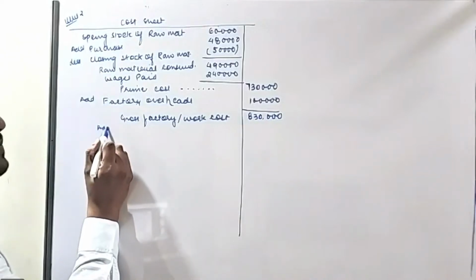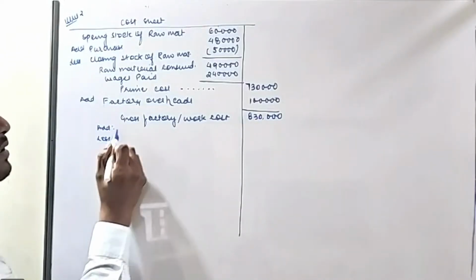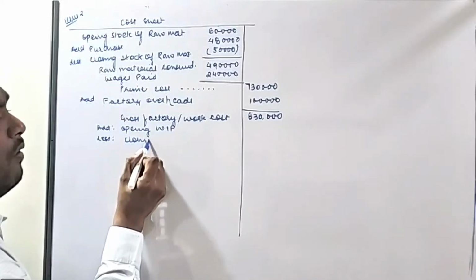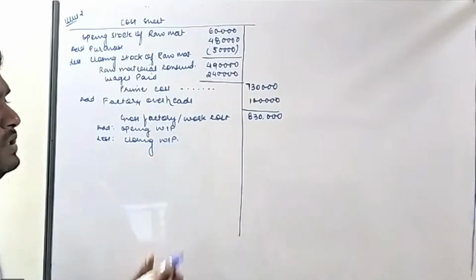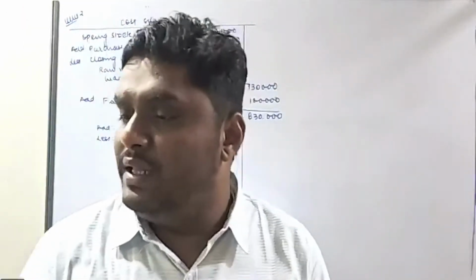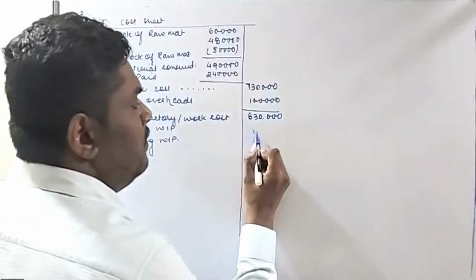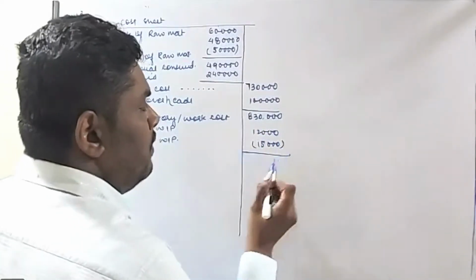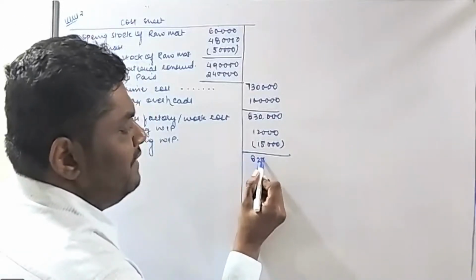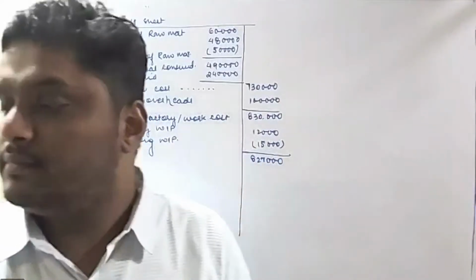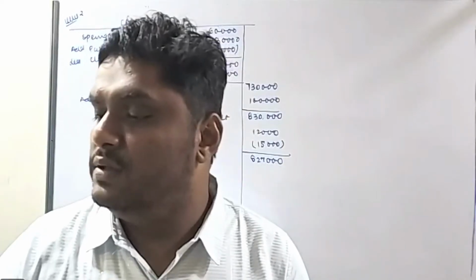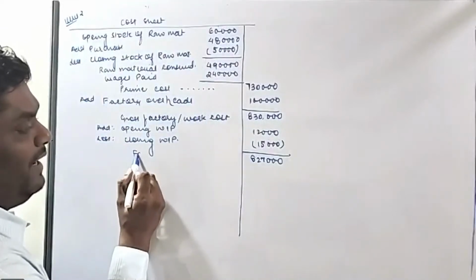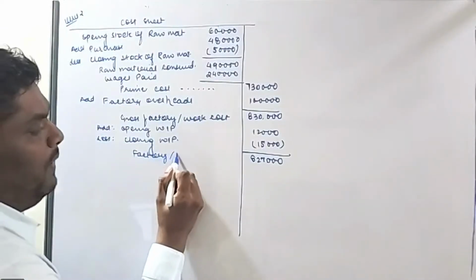In this, we'll make adjustments of opening and closing work in progress. So we will add opening work in progress, that is 12,000, and we will subtract 15,000. So this will be 8,27,000. Now, after calculating, this figure will be what? My factory or works cost.